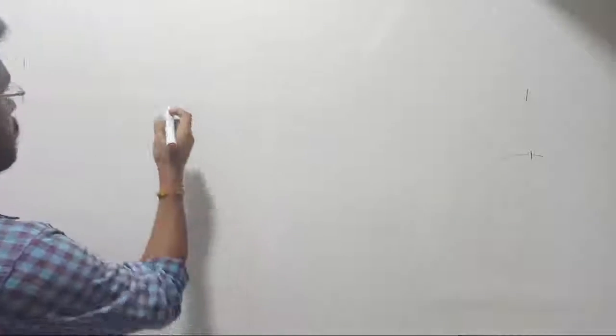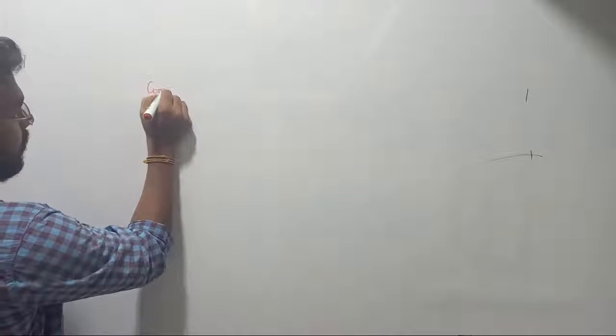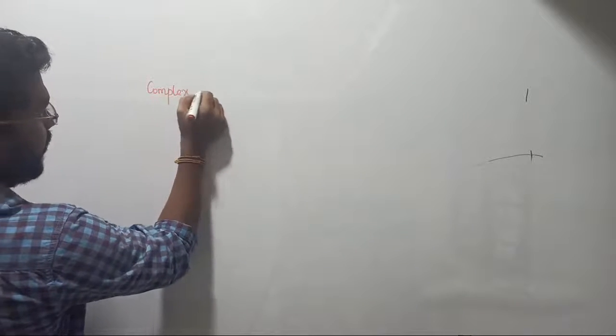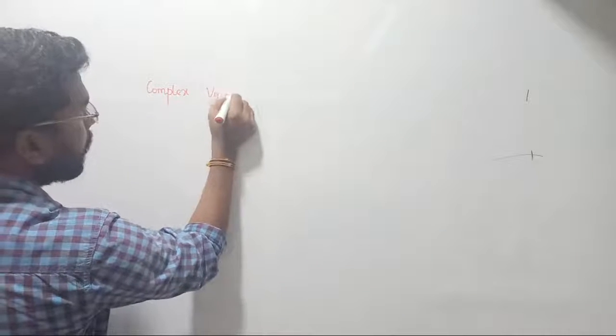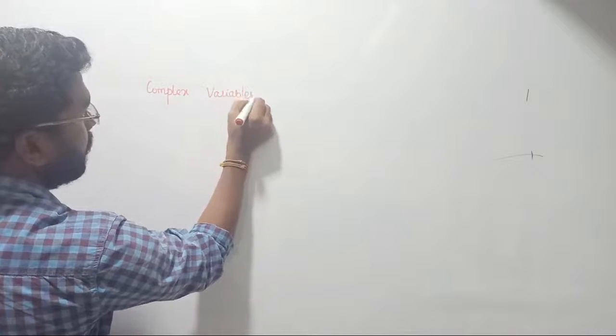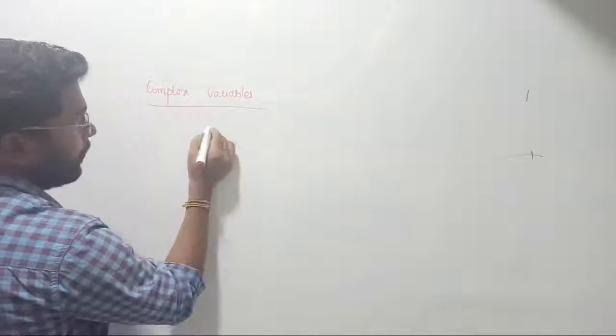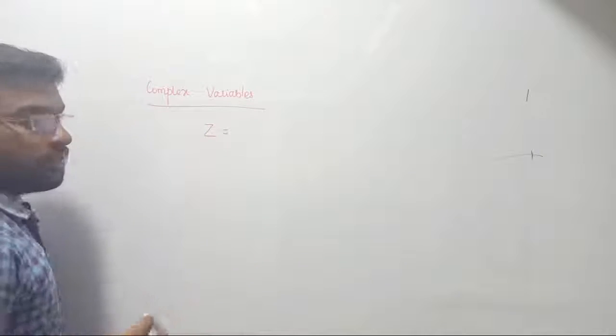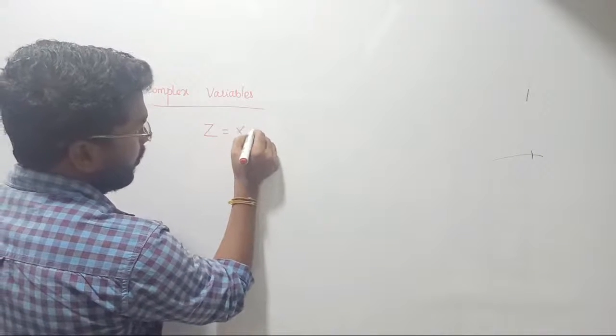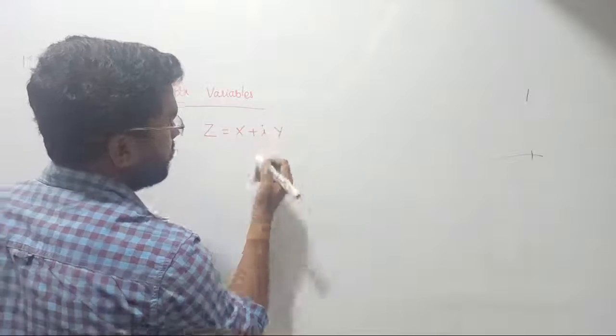Now first we should understand complex variables, right? Let us start with complex variables. Okay, how are we representing the complex variable? For an example, let me consider a variable z, an independent variable. We all know that it can be defined as x plus i times y.